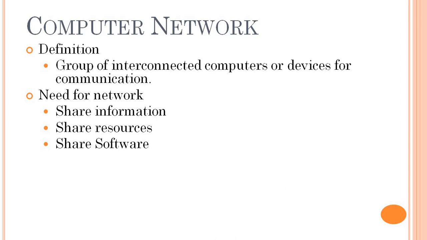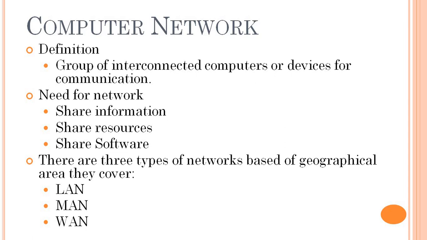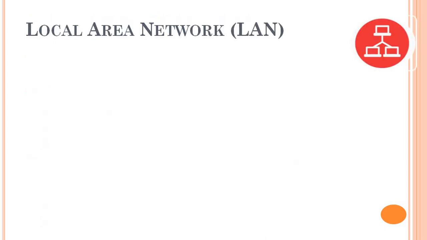Now let us talk about different types of computer networks. Based on the geographical areas, they are categorized in three ways. First one, LAN. Second one, MAN. And the third one, WAN. We are going to learn features of each one of them individually. Let us start with LAN.